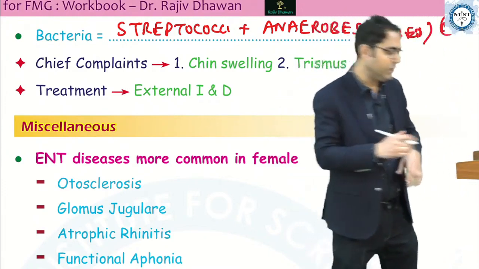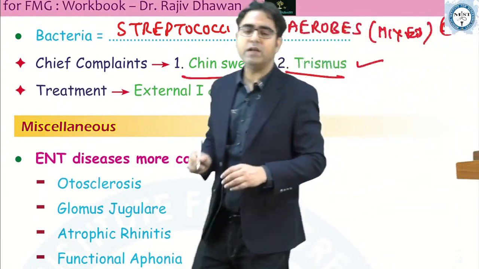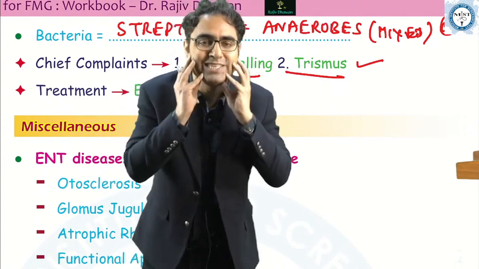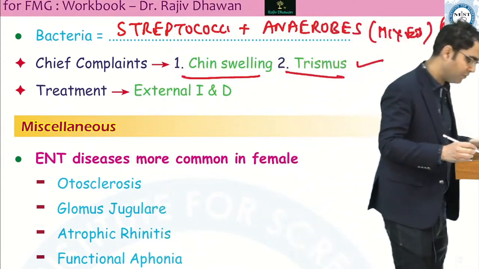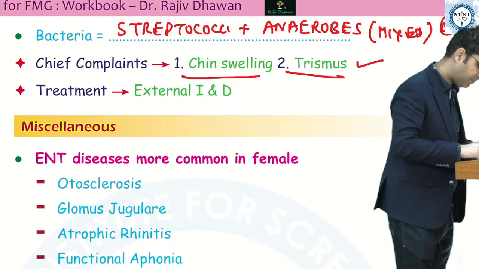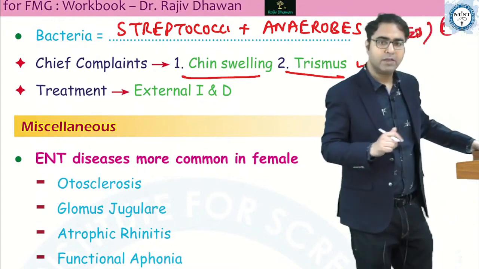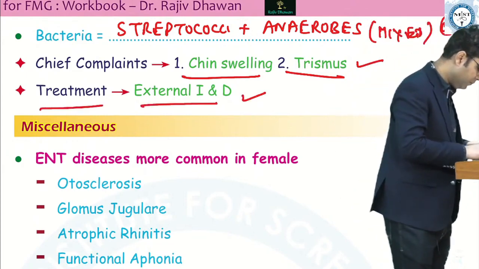Chief complaint: chin swelling and trismus. What is trismus? Difficulty in opening mouth. Trismus is difficulty in opening mouth. Okay, fine. Now, treatment is external IND, incision and drainage.